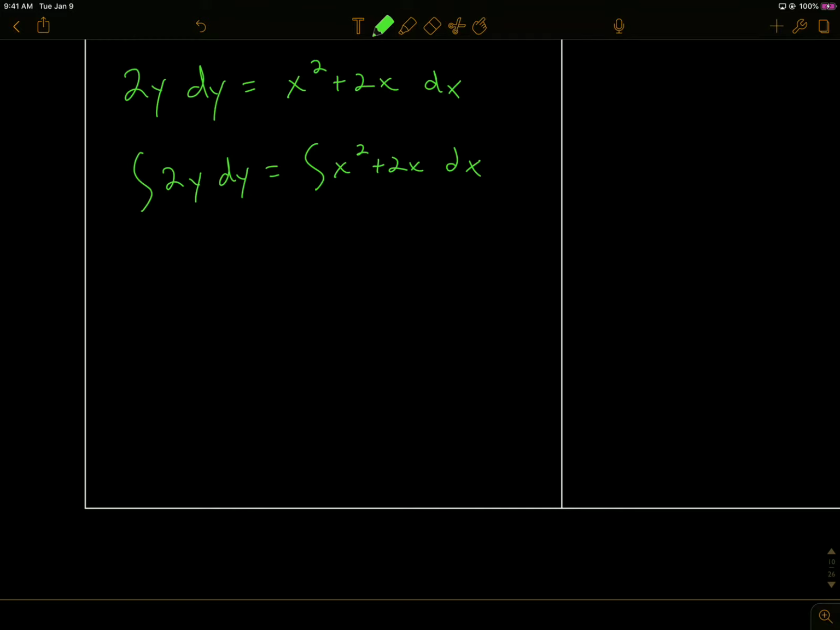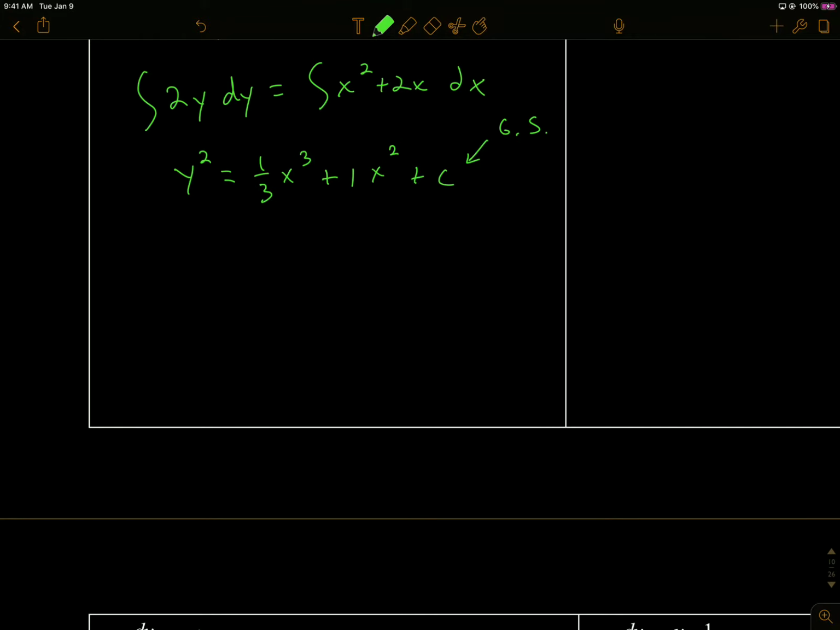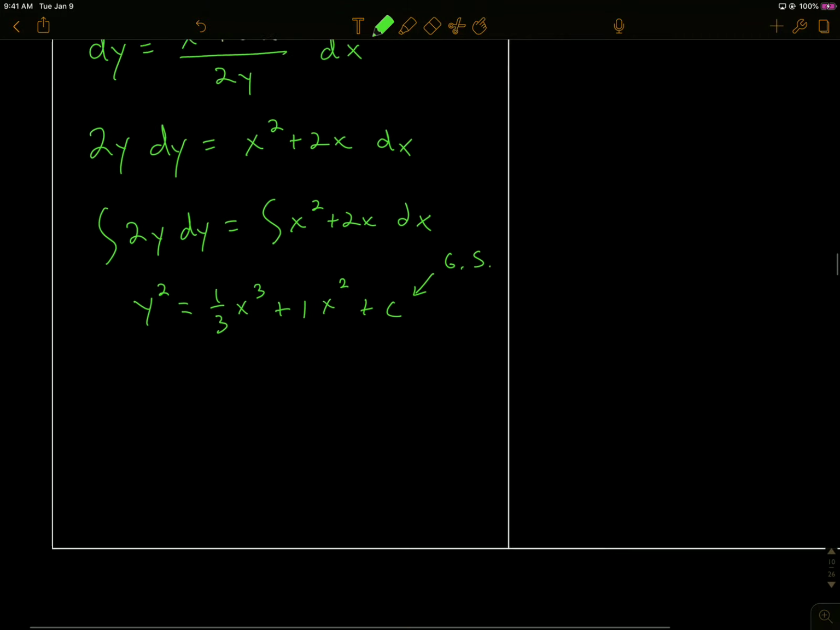So I've got the integral of 2y. I can apply the power rule to that, so I'm going to get y squared divided by the 2, which is just y squared. I do the power rule here. I get 1/3 x cubed plus x squared divided by 2, which is just x, plus c. That's my general solution. Now I can leave the y squared there, or I guess I can square root both sides, but I'm going to leave it for now.